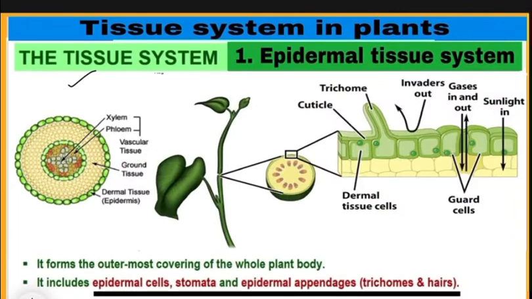First tissue system is epidermal tissue system. It forms the outermost covering of the whole plant body. Epidermal tissue system plant body की outermost covering को बनाता है. Epidermal tissue includes number 1 epidermal cells. These are the epidermal cells. Number 2 stomata. This is the stomata. Number 3 epidermal appendages like trichomes and hairs. This is the trichome. Now let us see their structure in detail.